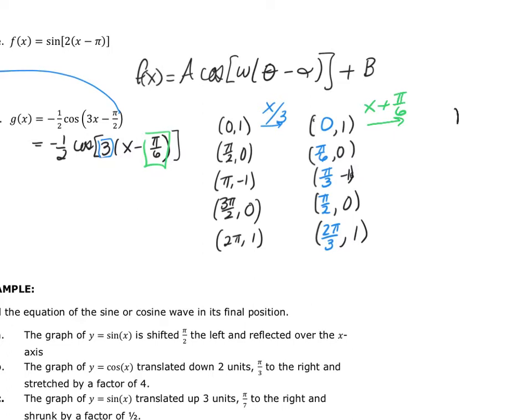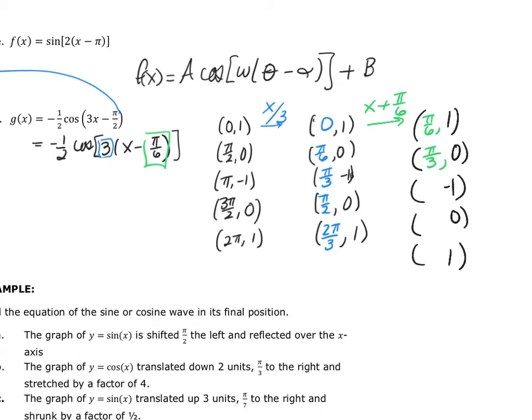So again, you will notice that I write down all of my y values because I'm not working with them right now. They're just coming along for the ride. And I'm going to add pi over 6 to the first one. So 0 plus pi over 6 is pi over 6. Pi over 6 plus pi over 6 gives me 2 pi over 6, which is pi over 3.